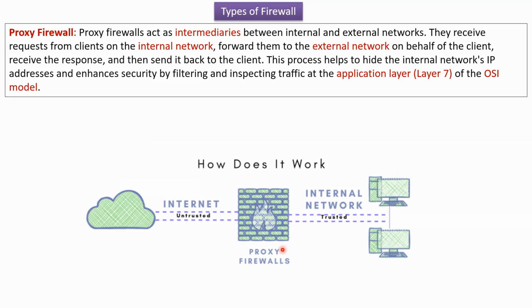Here you can see the proxy firewall. Proxy firewalls act as intermediaries between the internal network and the external network. They receive requests from the clients on the internal network and forward them to the external network on behalf of the client, receive the response, and then send it back to the client. This process helps to hide the internal network's IP addresses and enhances security by filtering and inspecting the traffic at the application layer 7 of the OSI model.